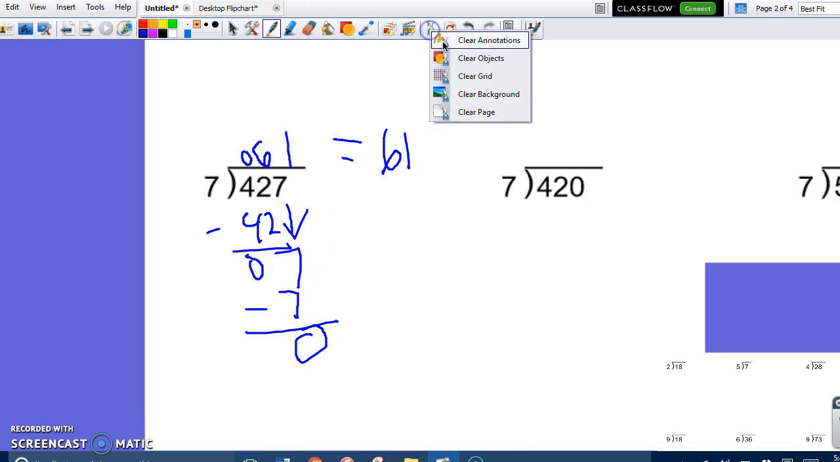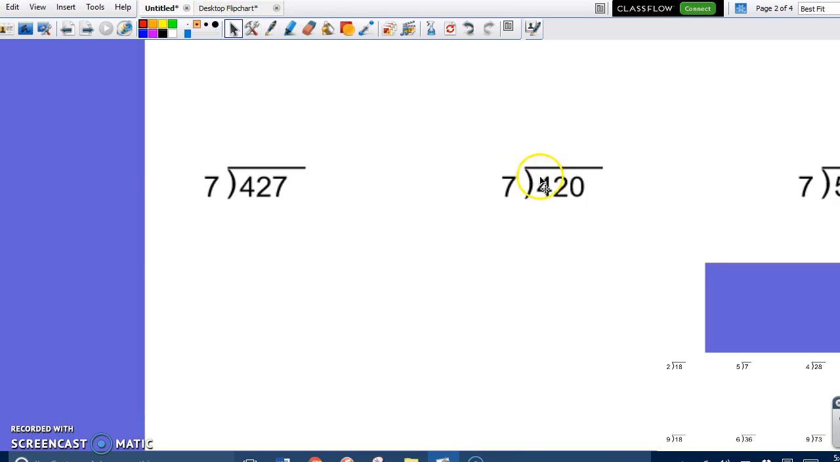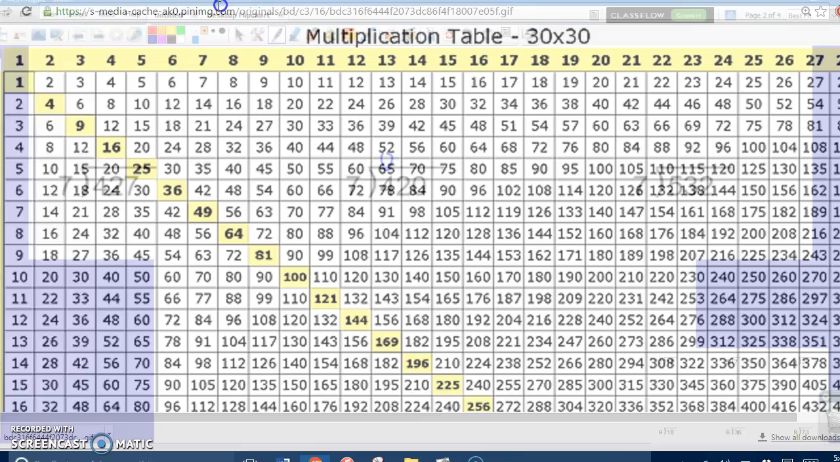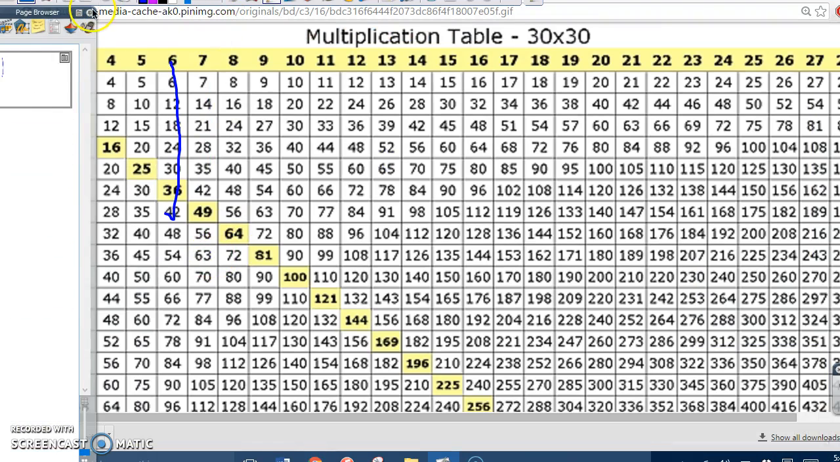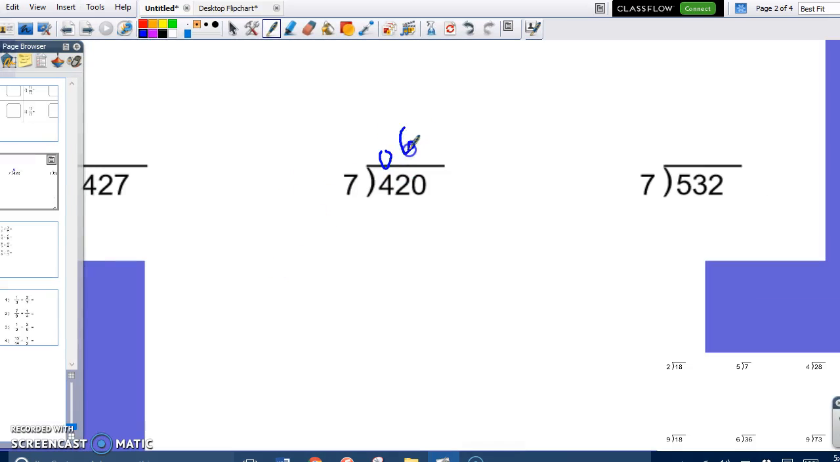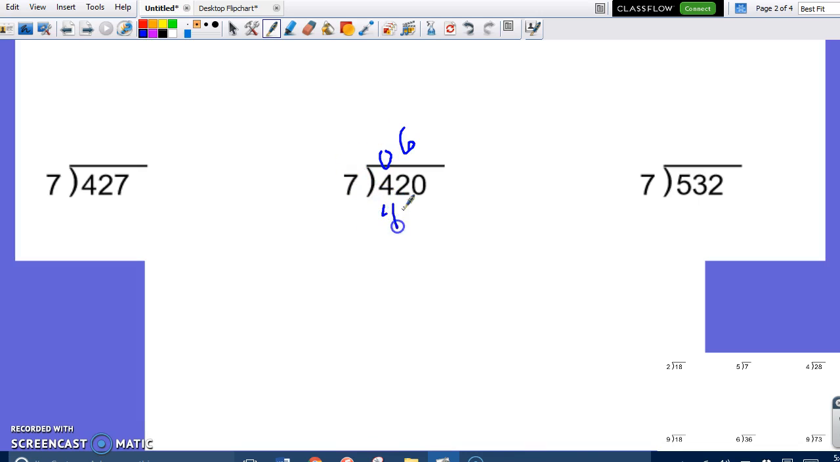All right. Going on to the next one. All right, so now I have 7 goes into 420. Remember, it's only a little bit off from that one, huh? Okay, so 7 goes into 4, 0 times. 7 goes into 42. Let's go back and take a look at that again. 7 goes into 42. Remember, it was just like the last one we did, 6 times. 7 times 6 is 42. Multiplying. 0. Bring down your 0.